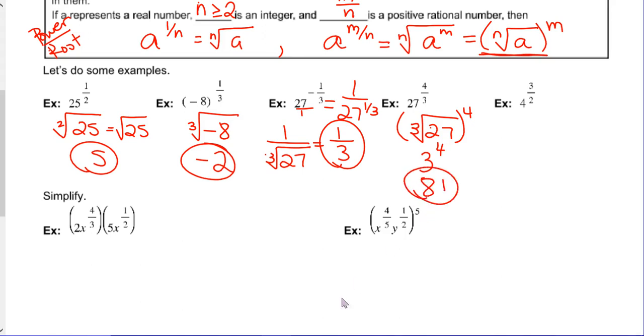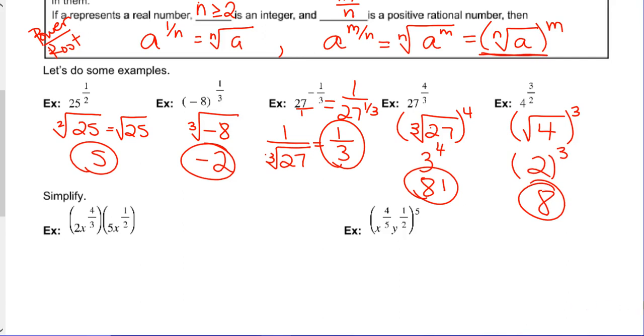Now, what about 4 to the 3/2? Again, do the root first and then do the power. So if I take the square root of 4, again, I'm not going to write the 2, you can write the 2 if you want, but then I need to take that to the 3rd power. So the square root of 4 is 2. To the 3rd power gives me an answer of 8.